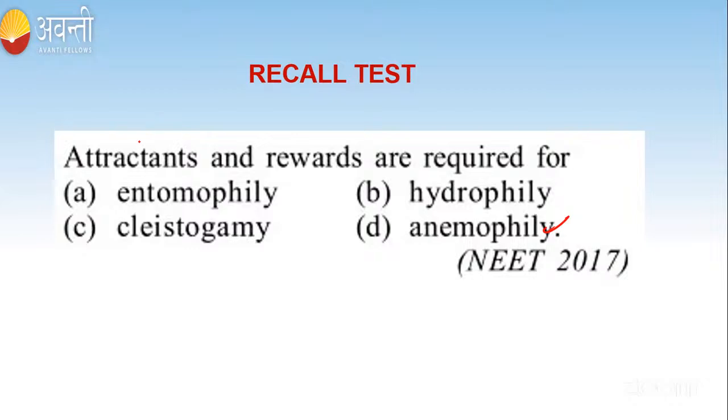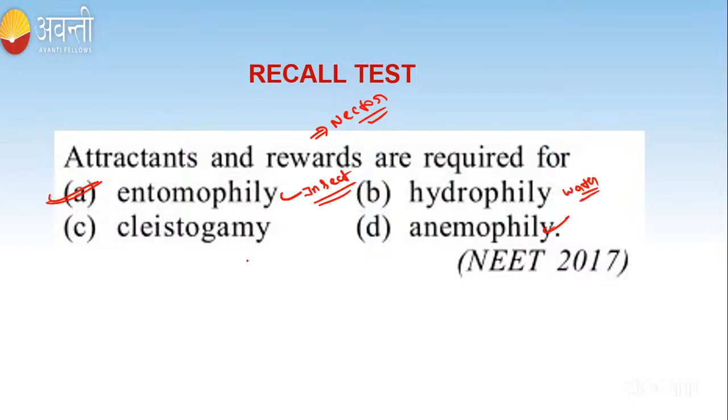What we studied, guys, is that attractants and rewards are required for insect pollination because the flower has to attract the insect. With bright colors and colored petals, the insect has to be attracted toward the flower. For that, we have to give an attractant, and then the flower gives nectar as a reward. Is the wind going to take any nectar? No, right? Entomophily means insect pollination, and for insect pollination, we require the attractant and the reward. Hydrophily, no, we don't require it.